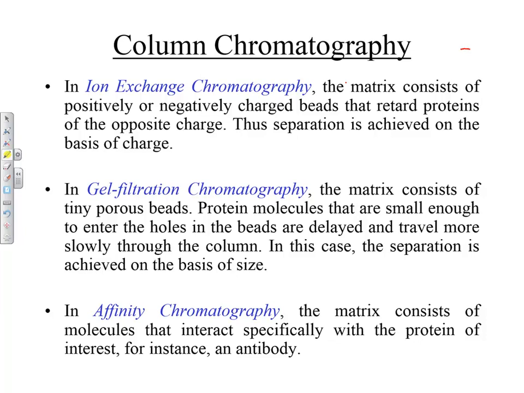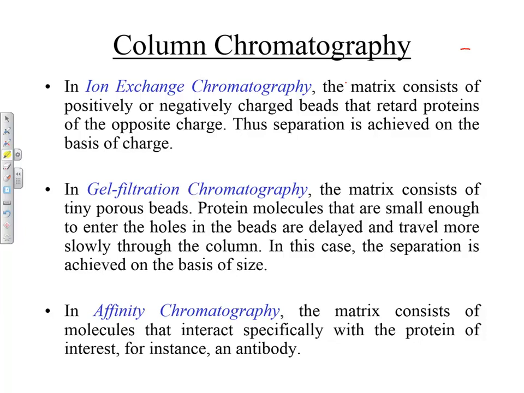Then in another case, when you have gel filtration chromatography, the matrix consists of small porous beads. So again, here the separation will be achieved on the basis of size. Protein molecules that are small enough to get inside those beads will get stuck in the column. They're not going to go through. So protein molecules that are small enough to enter the holes in the beads are delayed and travel more slowly through the column. And in this case, again, the separation is achieved on the basis of size. So for the first one, it was on the basis of charge. The next one is on the basis of size.